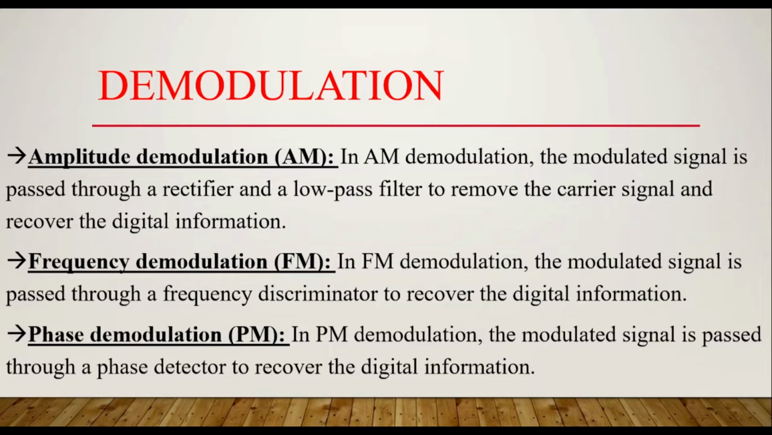In amplitude demodulation, the modulated signal is passed through a rectifier and a low-pass filter to remove the carrier signal and recover the digital information. While in frequency demodulation, the modulated signal is passed through a frequency discriminator to recover the digital information. And in phase demodulation, the modulated signal is passed through a phase detector to recover the digital information.